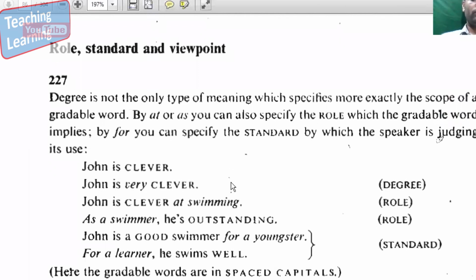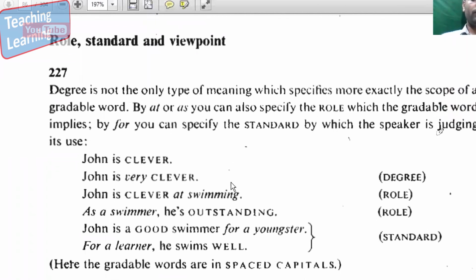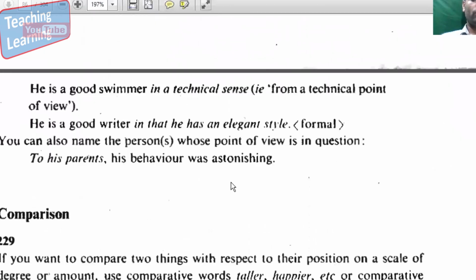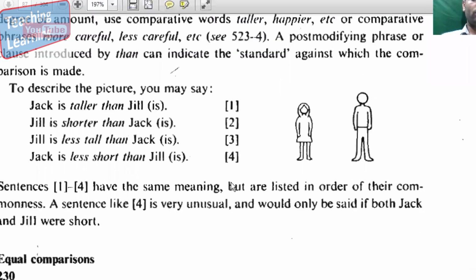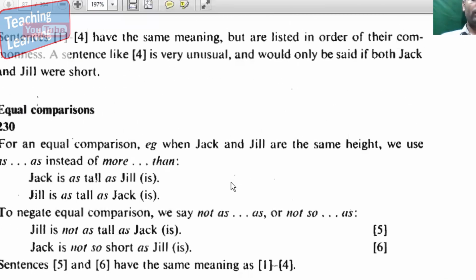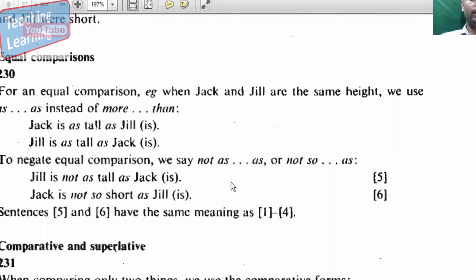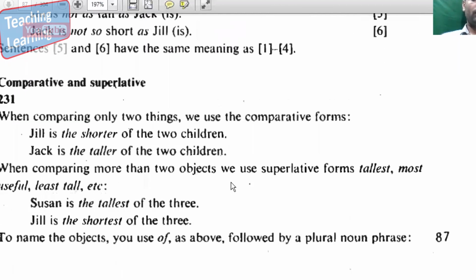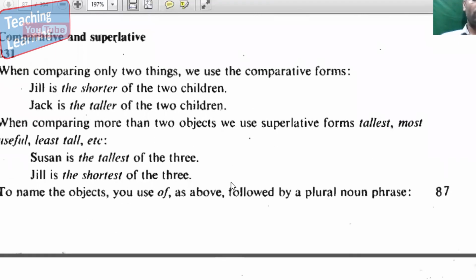One is clever, one is very clever, one is extremely clever. Comparison is also there. Jack is taller, look at the picture, taller than you. It is shorter, that way also, and equal comparison. Tall, short, shorter and taller, shortest and tallest.